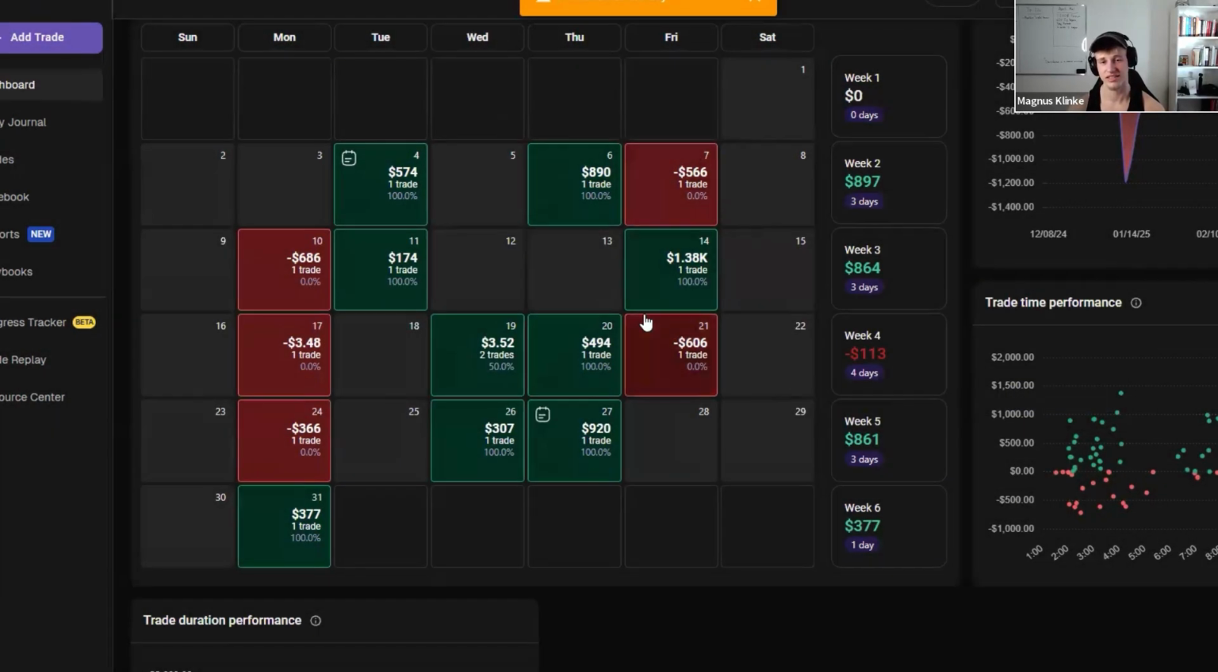I haven't really seen anything yet in London. I think it moves pretty well on Friday, so I'm going to stick to that. That's a good day for me. But yeah, ended small red here for the week. And then basically started this day off with a loss here.